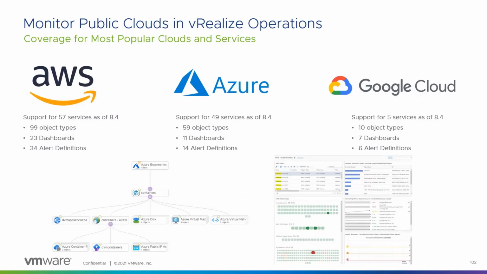vRealize Operations provides native monitoring for the two most popular hyperscalers, AWS and Azure. Customers simply configure a cloud account, and vRealize Operations will find and monitor services, establish relationships, provide capacity forecasting for VMs, and more. For Google Cloud Platform, an optional management pack is available and it offers coverage for some of the fundamental services. Our goal is to cover all the services for these hyperscalers and offer them natively. So keep up with every release as we intend to improve our public cloud coverage very rapidly.